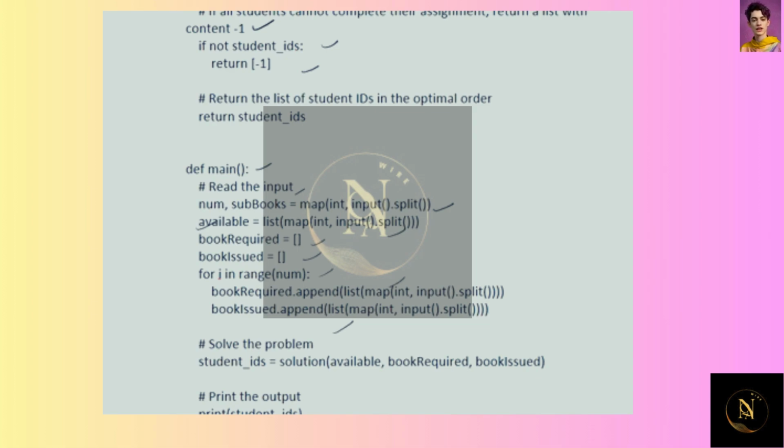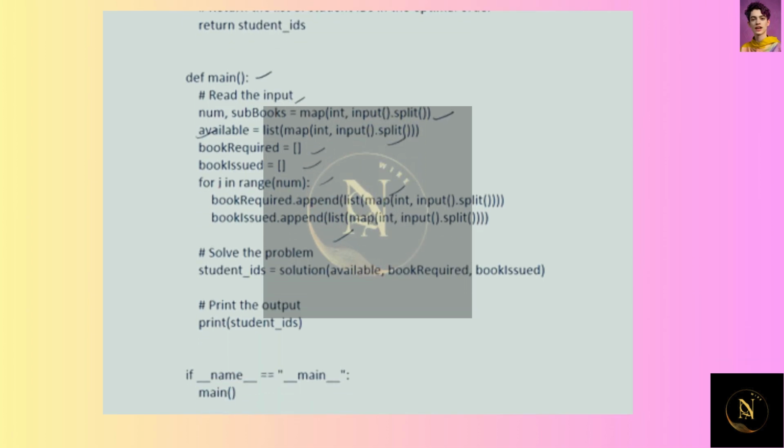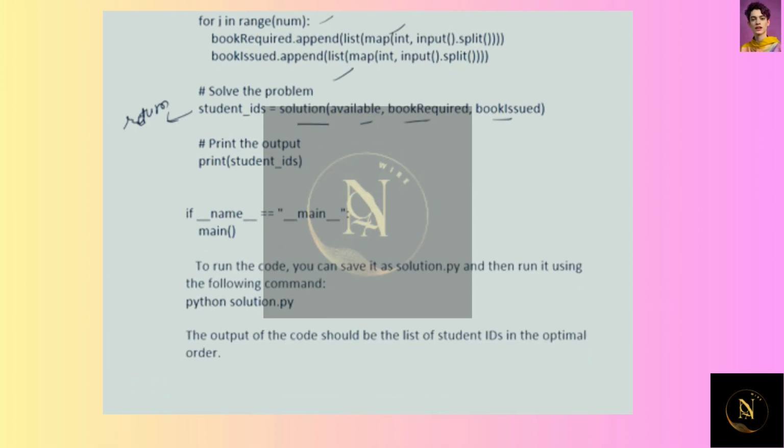Solve the problem. Now I have to call this function, student IDs, because it is returning the student IDs in the optimal way. So the solution function will be called. It will send the three arguments available, book required, and book issued. So this will return the student_IDs. So these will be copied, and this function will return this. Now print the output. The output will be the student_IDs, so the student IDs will be printed.